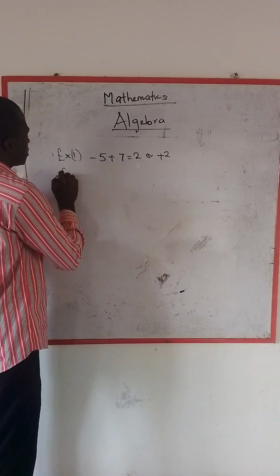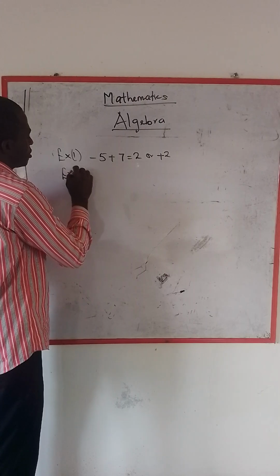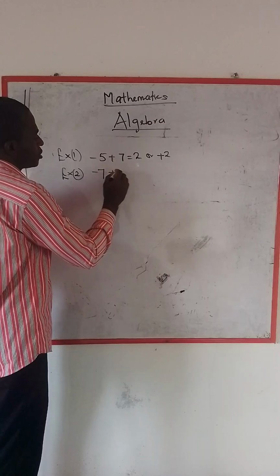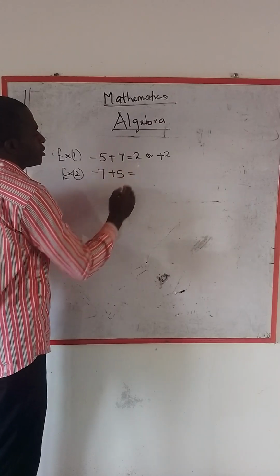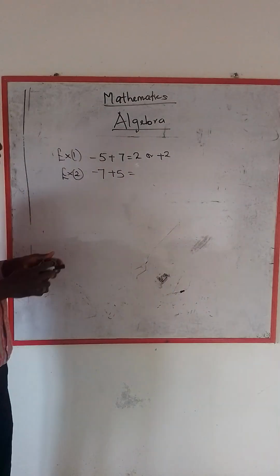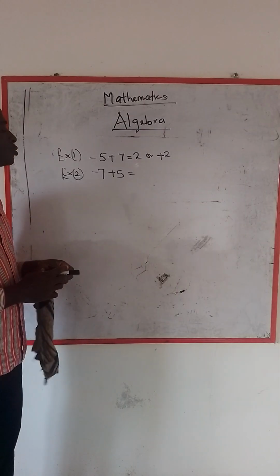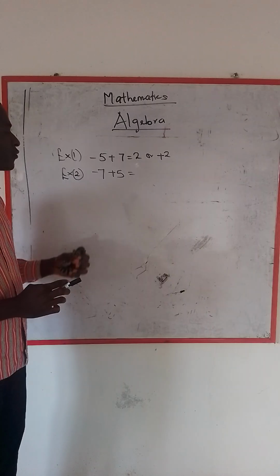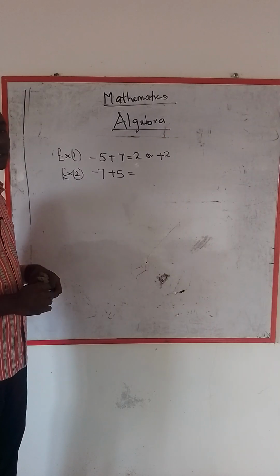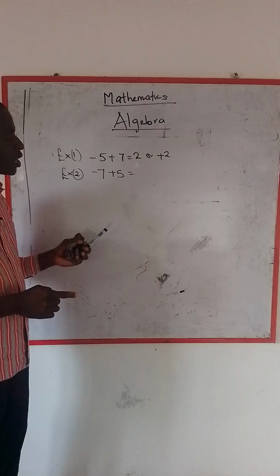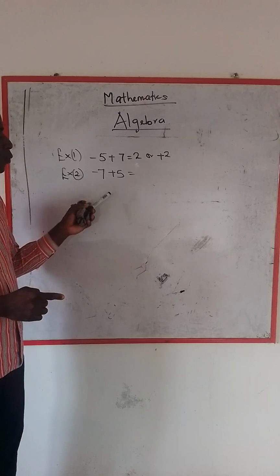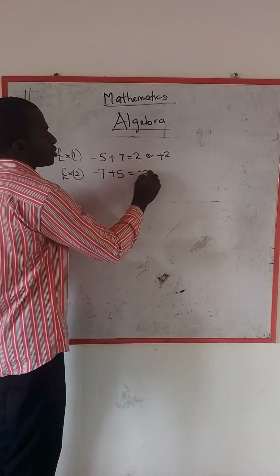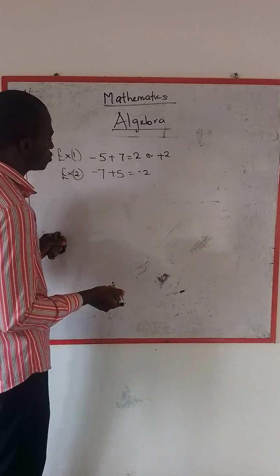Then we also have other examples like this. Let me say minus 7 plus 5. Let me change it this time around. In a question like this, it's very simple. You will know that I'm owing 7 this time and I'm having 5 this time. So when I pay with what I'm having, you see that I'm still owing. What I'm owing is 2, so it becomes minus 2.